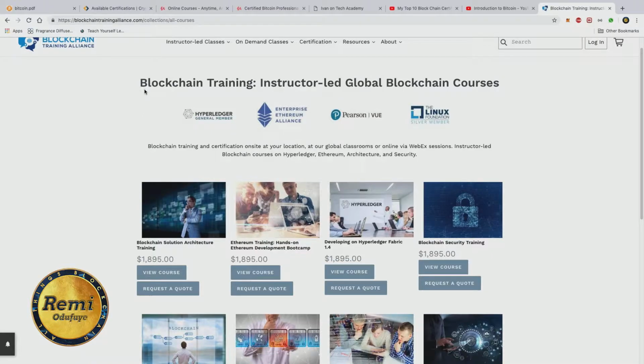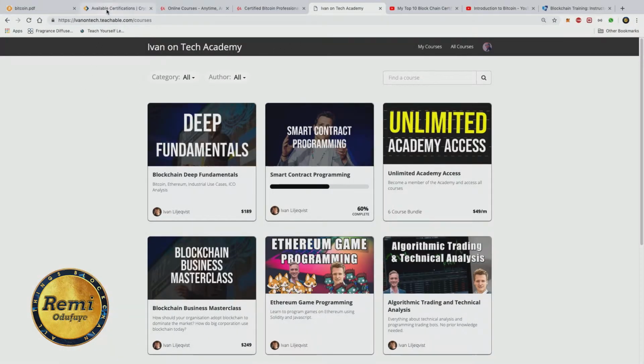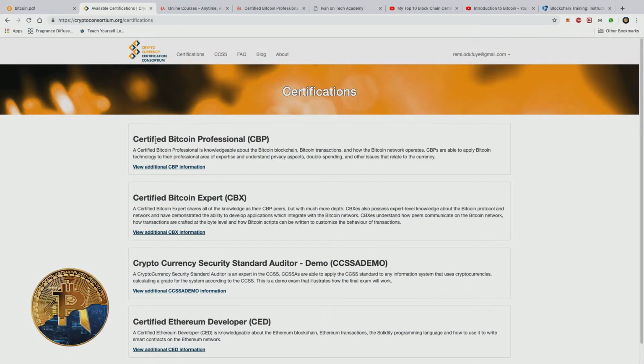So basically what he's saying is that this is the only best certification to take, which is the Blockchain Trading Alliance. And I just want to say that honestly, I get absolutely no money or nothing whatsoever to endorse or to disprove any of these certifications. I feel the best certification to take is the certification that works for you.